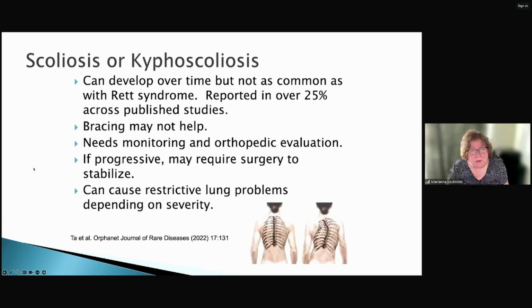Now, scoliosis or kyphoscoliosis is a curve of the spine, and this can develop over time. It's actually more common in Rett syndrome, but it has been reported in over 25% of patients across studies. Bracing doesn't necessarily help. This requires monitoring and orthopedic evaluation. Where it comes into play for the lungs is if the curve involves the upper thorax, the upper spine, then it can limit how the lungs expand or cause one lung to be more limited in its expansion. If it's progressive, then you may require surgery to stabilize it. So this gives you a restrictive lung problem because it affects the chest wall and muscles.